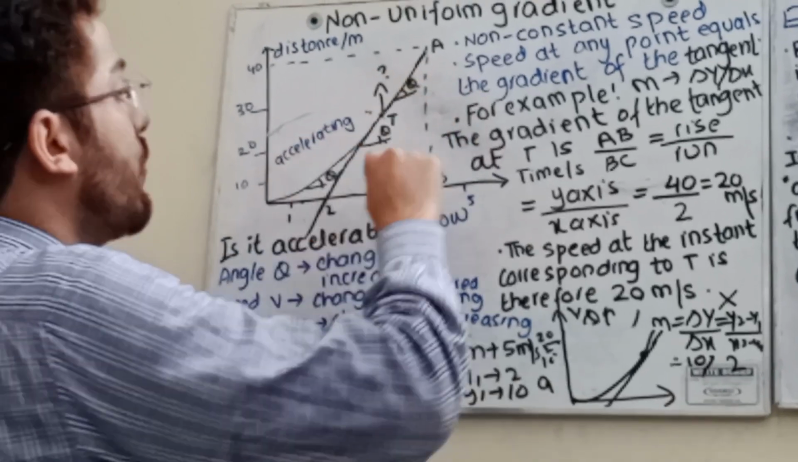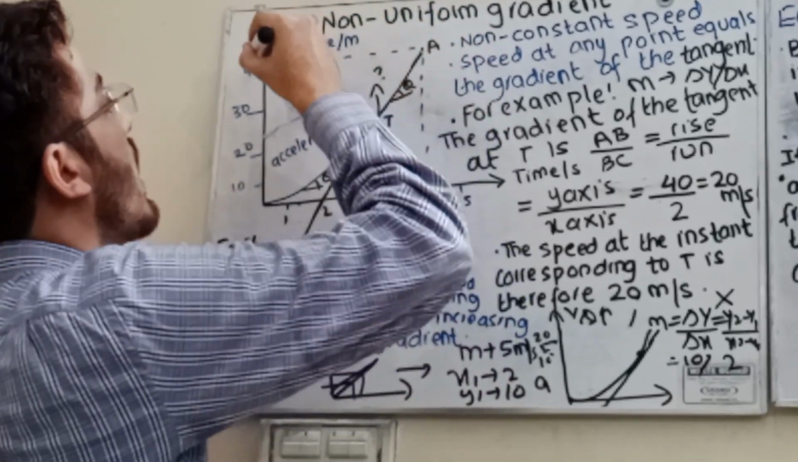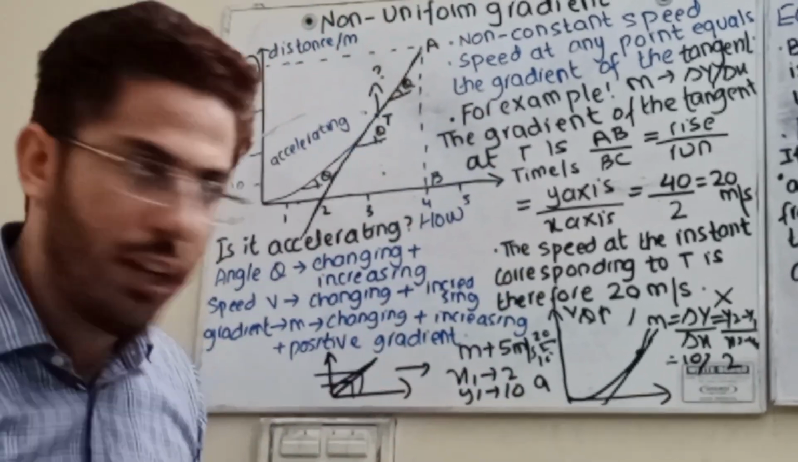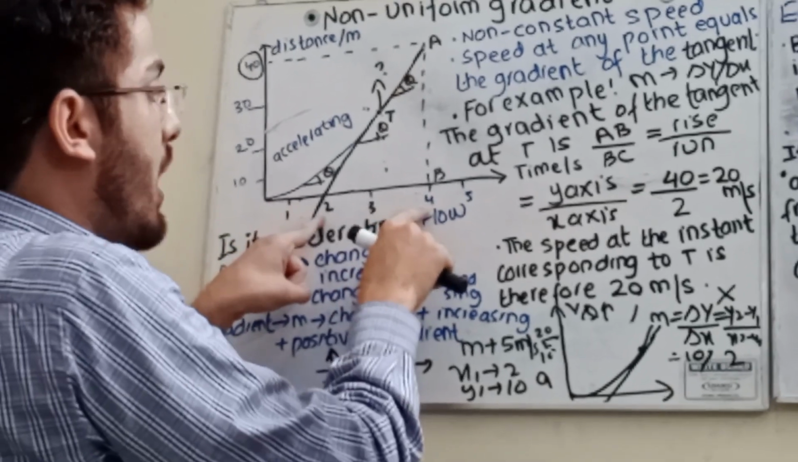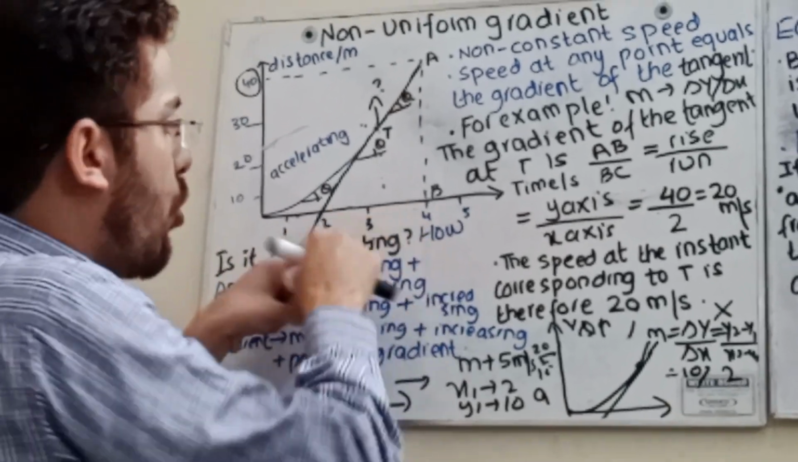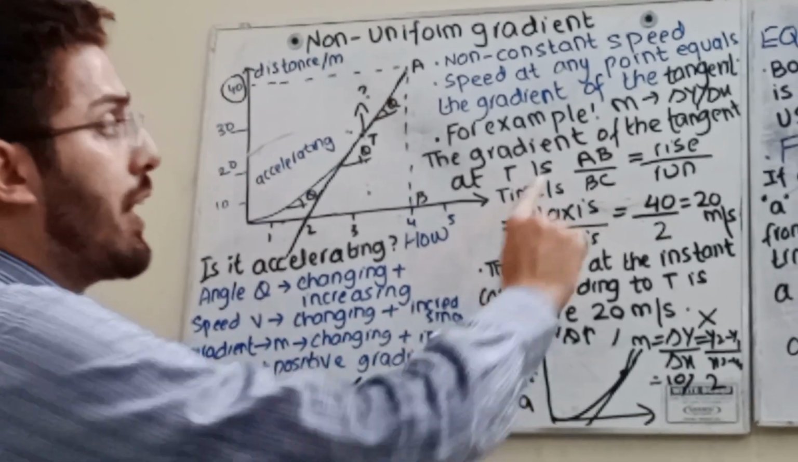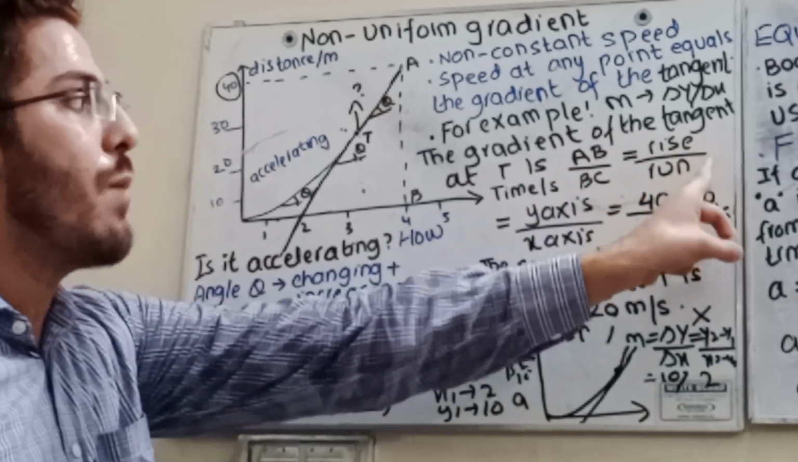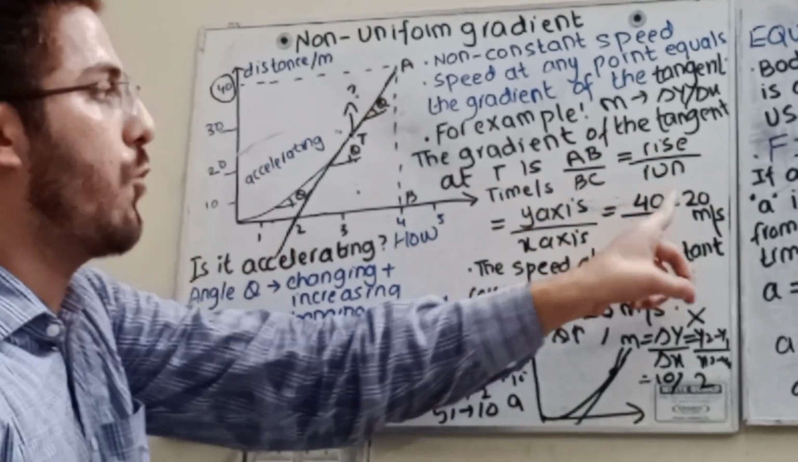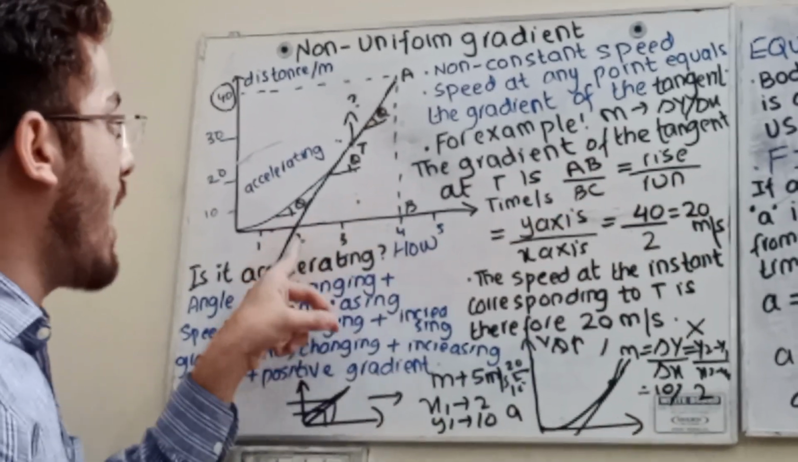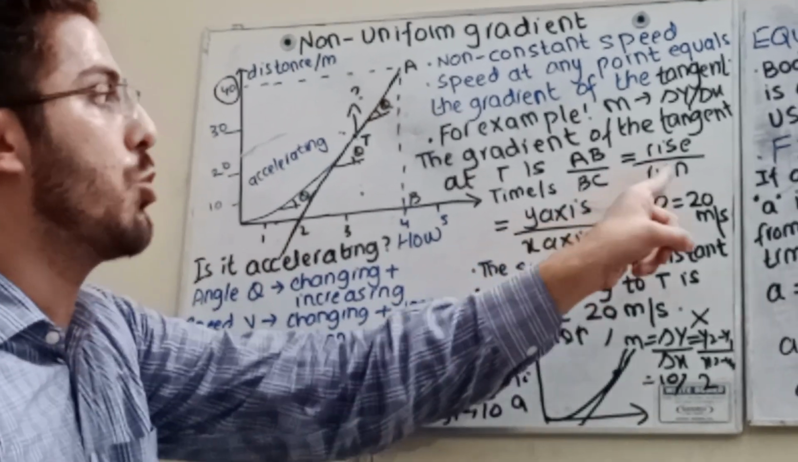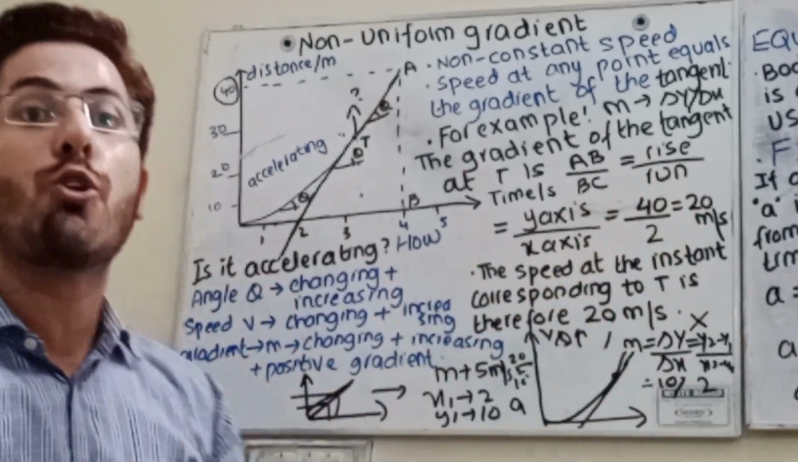Now I can apply the formula. At this point the distance is 40, and I need to calculate the time: 4 minus 2, which is 2. So I apply rise divided by run. Rise is the y-axis, 40. Run is 4 minus 2, which is 2. 40 divided by 2, I will get 20 meter per second.